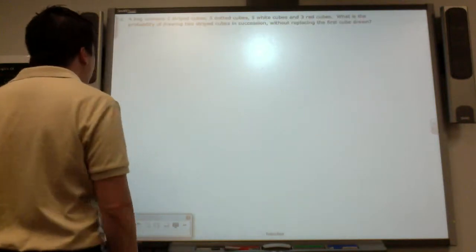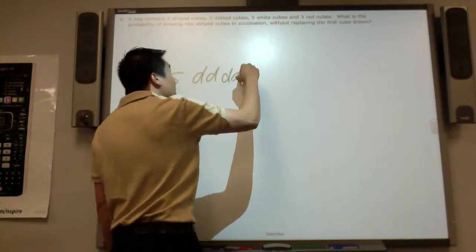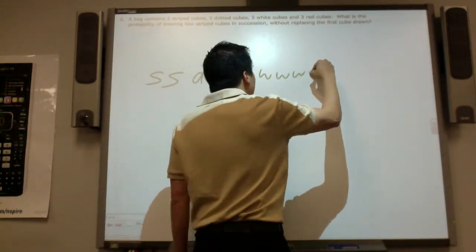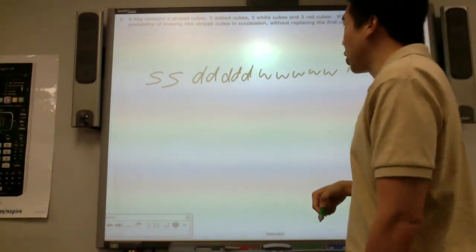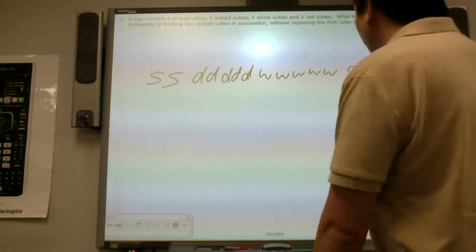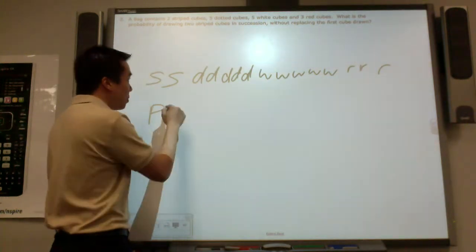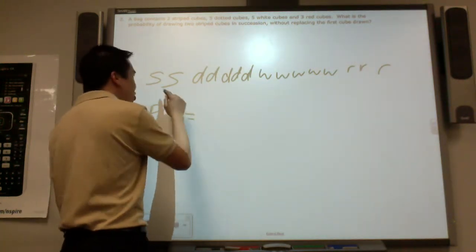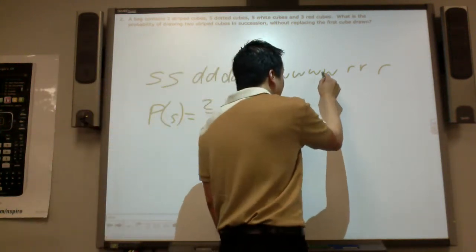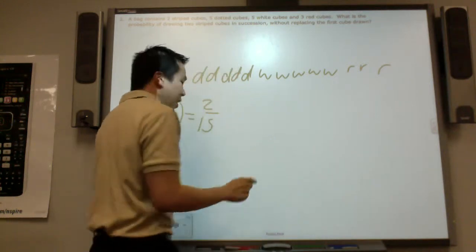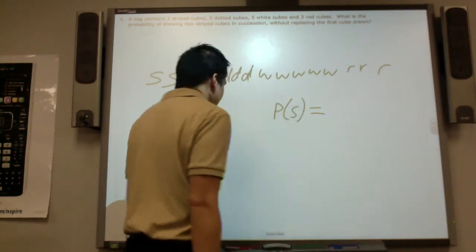Practice number 2. A bag contains 2 striped, 5 dotted, 5 white, 3 red. What is the probability of drawing 2 striped cubes in succession, that means in a row, without replacing the first cube drawn? So what's the capital P probability of stripe? How many stripes do you see? 2 out of 1, 2, 3, 4, 5, 6, 7, 8, 9, 10, 11, 12, 13, 14, 15. Can you simplify or break this down? I cannot.